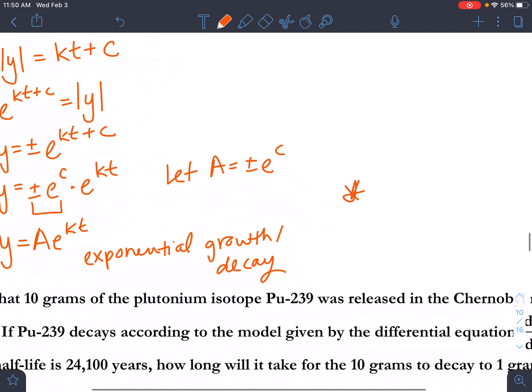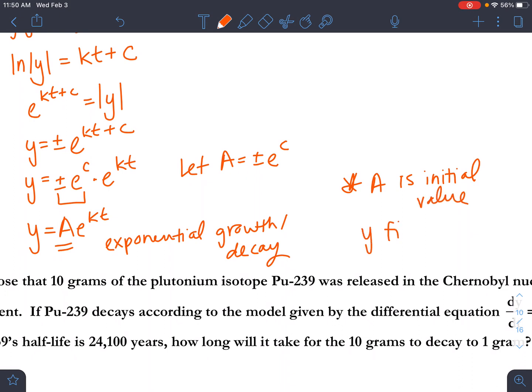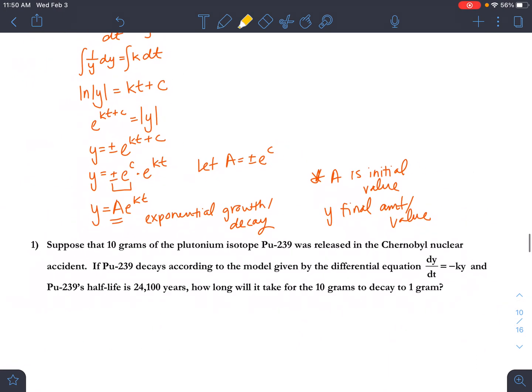Just a side note, typically A is the initial value, or the value when t is 0, and y would be like a final amount or value. That's not always the case, but I'd say it's typical if we see this setup. This would be the initial amount. You know, there was $5, we want it to grow to $10, whatever that may be. So that is what we're going to use. So take a look at number 1. Once you've got that written down, very important right here.